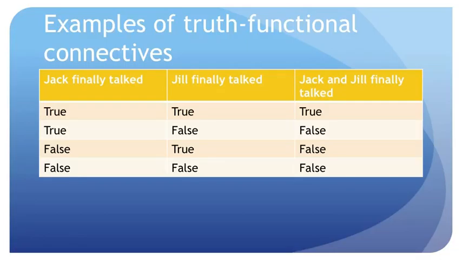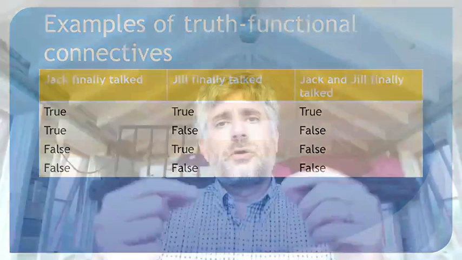So if it's not true that Jack finally talked, then it won't be true that Jack and Jill finally talked. If it's not true that Jill finally talked, then it won't be true that Jack and Jill finally talked. But as long as it is true that Jack finally talked and that Jill finally talked, it will be true that Jack and Jill finally talked. So that use of "and" is a use of "and" as a truth functional connective, because it creates a new proposition, "Jack and Jill finally talked," the truth or falsity of which depends on nothing other than the truth or falsity of the two propositions that it connects.